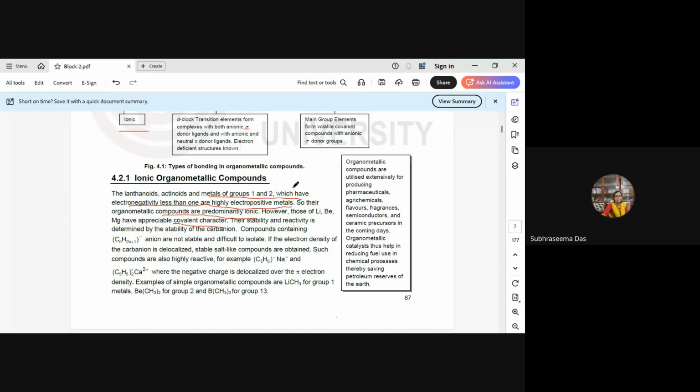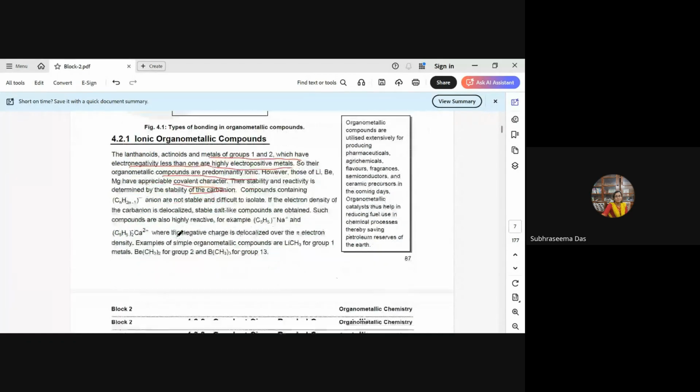So their stability and reactivity is determined by the stability of the carbanion. The compounds which contain CnH2n+1 minus ion are not stable and difficult to isolate. So if the electron density of the carbanion is delocalized, then stable salt-like compounds are obtained. Such compounds are also highly reactive. For example, C5H5Na and (C5H5)2Ca, where the negative charge is delocalized over the pi electron density.